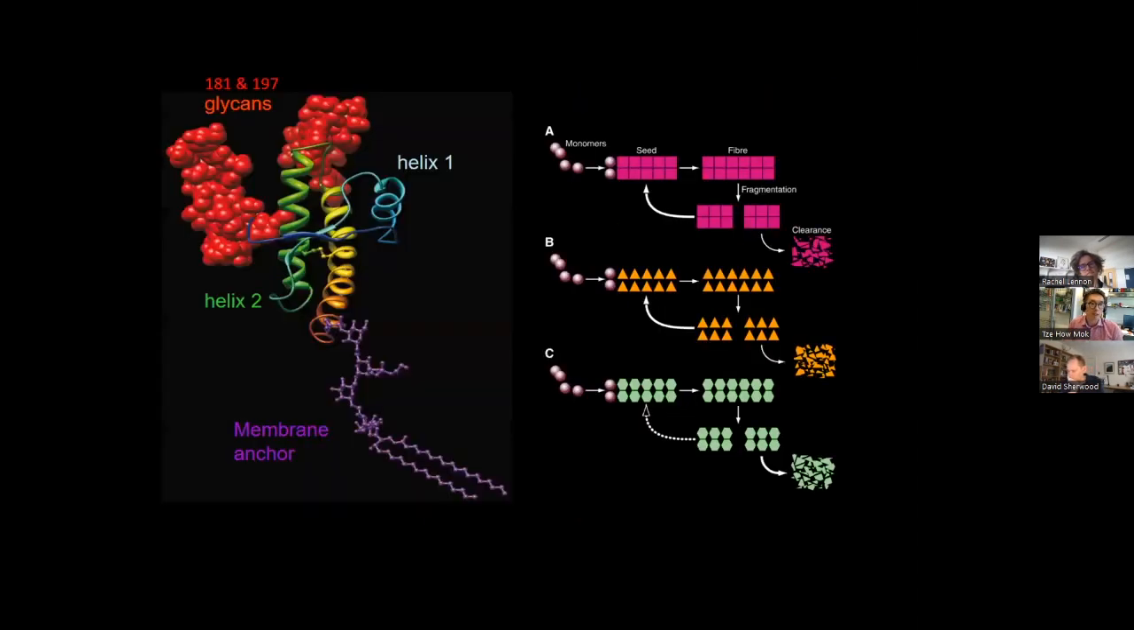So this is a picture of what our normal prion protein is supposed to look like. You see the helices, and you see a bit of the protein that anchors it to the cell membrane. But importantly, you see these 3 grape-like structures, which are sugars at positions 181 and 197 in the human prion protein, and they do play a role in molecular strain typing, which we'll discuss later on.